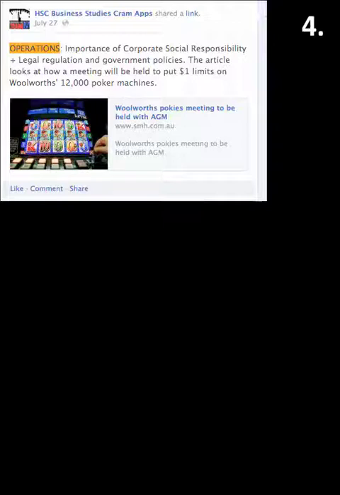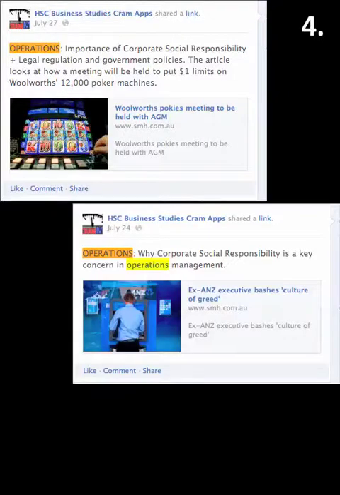When they have their annual general meeting, they've got to discuss, we need to work out what to do. Are we going to be responsible and do the right thing? Are we going to put $1 limits? Are we going to wait until the government forces it? What are we going to do? There's also ANZ, when one of the ex-bosses said, they're all greedy and all that. Corporate social responsibility can also have negative effects, and customers can punish them.